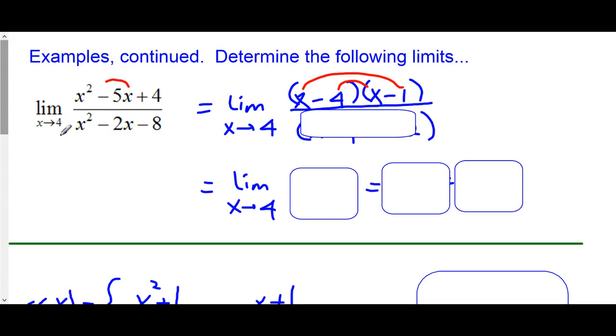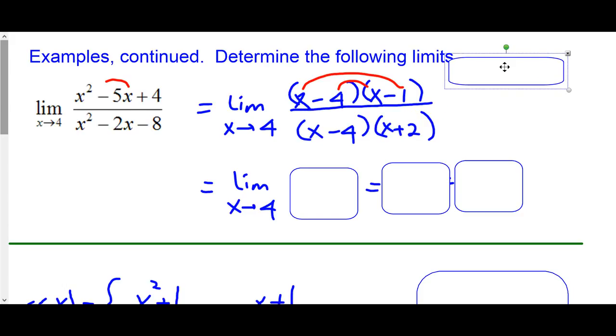And factor the denominator as well. So x squared is x times x. For factors of negative 8, you may want to choose negative 4 and positive 2, which will multiply to negative 8. And the inner plus outer terms will give us what we need, which is negative 2x. So those are the factors, negative 4 and plus 2.